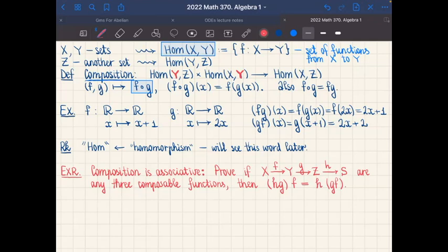And in order to verify this equality, you will have to plug in elements of x and evaluate both sides on x. So for example, you have hg of f of x will be equal to h g of f of x, and so on.